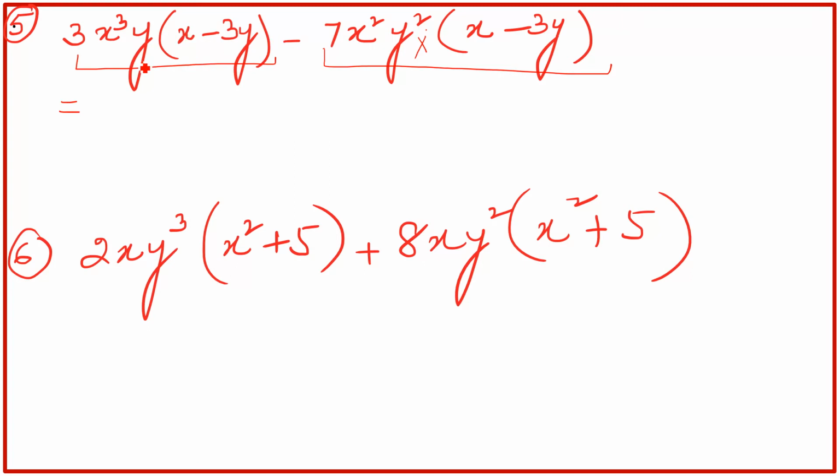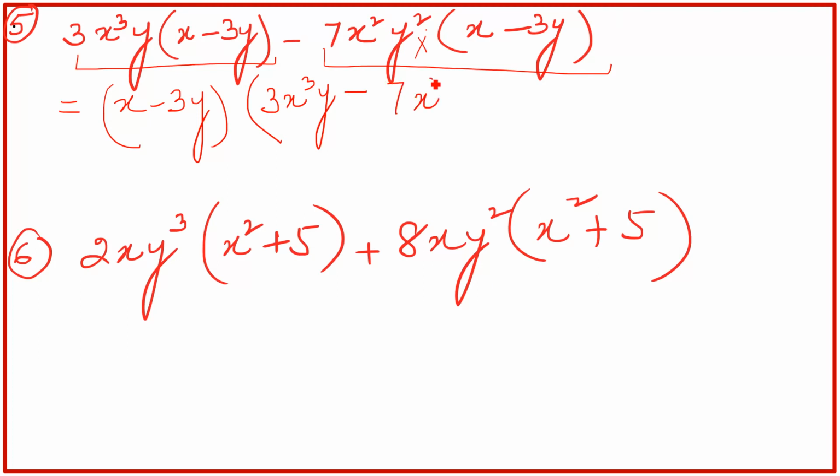So what from this part and this part, x minus 3y is common. We can take common because this is present here, this is also here. And we have to write down only one time. So what is left here? 3x cube y is left here. Then negative, because this term we have taken as a common, negative 7x square y square.